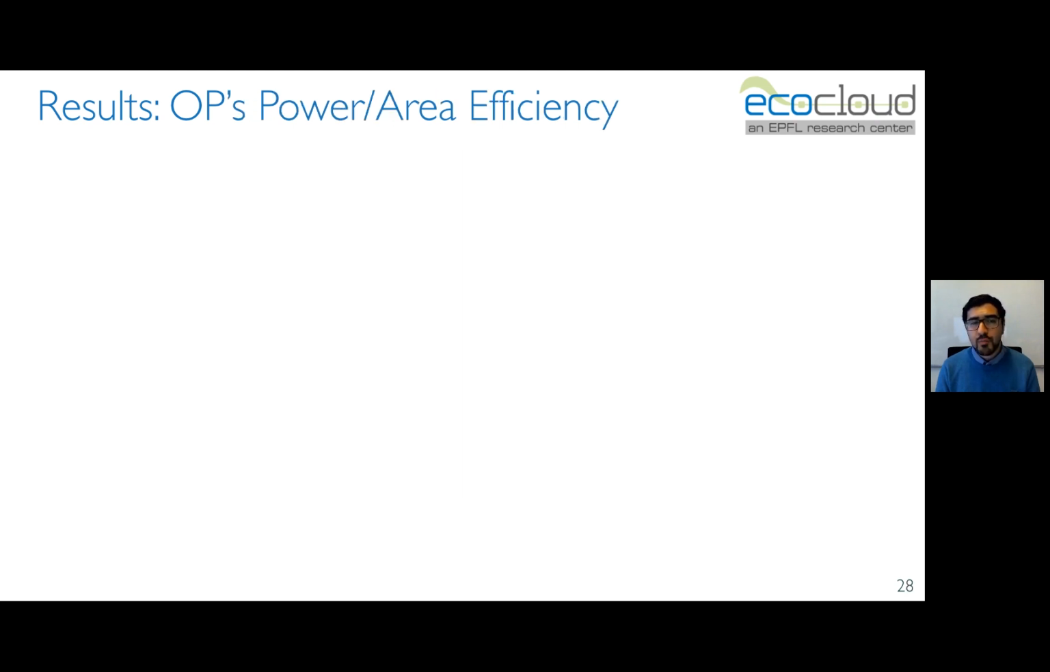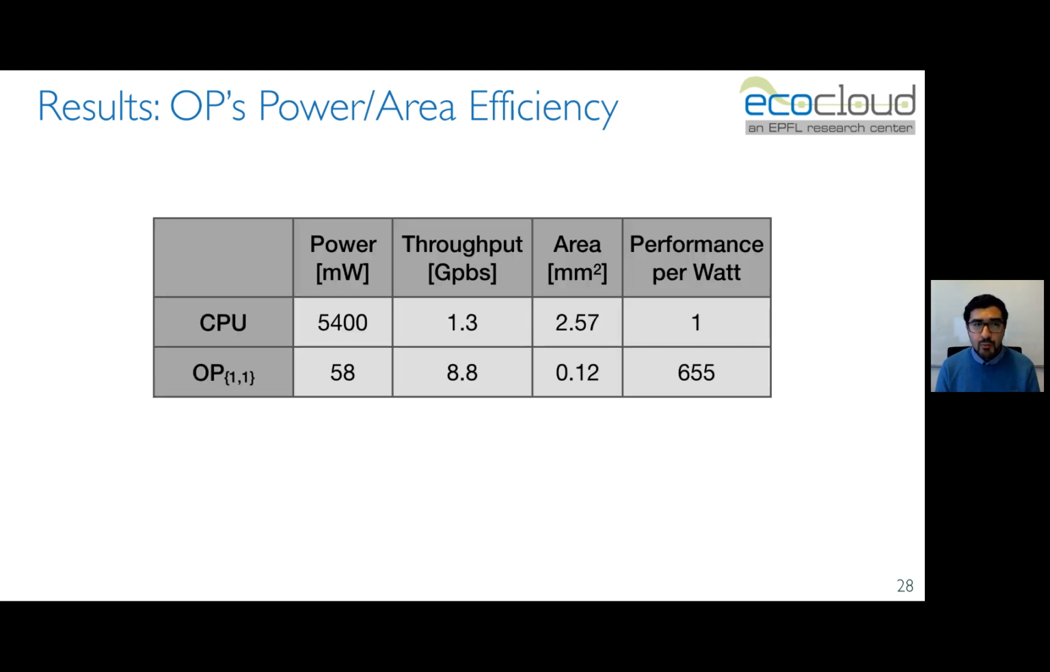Now let's talk about OP's area and power efficiency and compare them against CPU. OP with 1 pipeline and no time sharing takes less than 5% of the area of an A57 ARM core and delivers more than 600 times higher performance per watt.